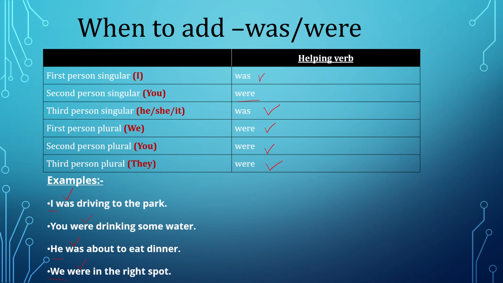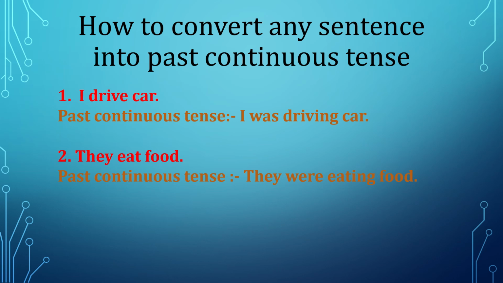Now, how to convert any sentence into the past continuous tense. In order to convert any sentence into the past continuous tense, we will have to remember our syntax. We will look at the syntax, and we will be able to convert any sentence into the past continuous form. See, I drive car. Now this sentence is in the present simple form. The syntax of the past continuous form is subject plus was or were and then the ing form. I is the subject, so first of all, we write I. Then with I we add was, the helping verb with the singular form I, and then drive will become driving. I was driving car. So we have converted this sentence into the past continuous form.